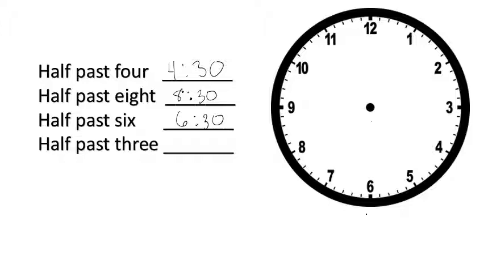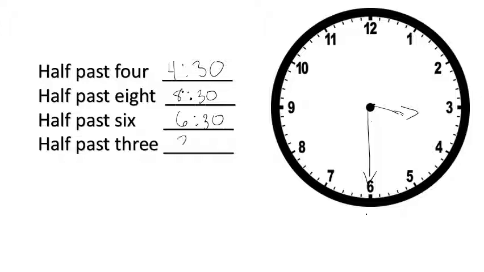Tell me, where does my hour hand go, Lana? 3:30. 3 and 6. Does my hour hand go directly on the 3 though? No. Between which two numbers? 3 and Julia? 3 and 4. 3 and 4, and my minute hand goes on the 6. That's right. My time is?